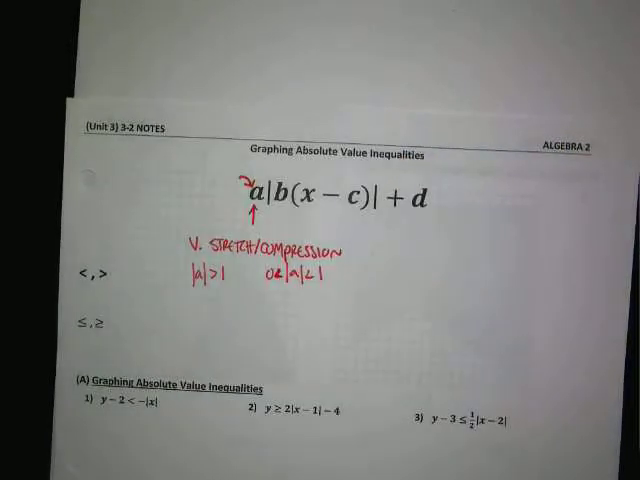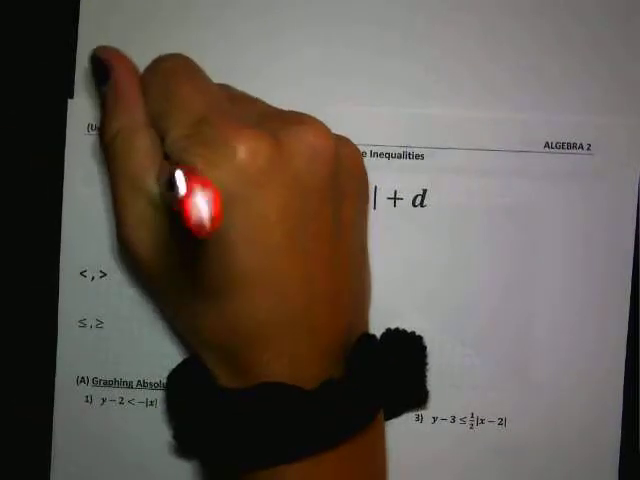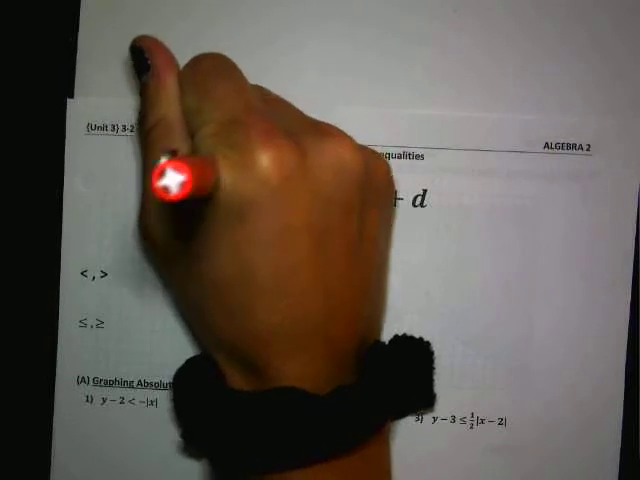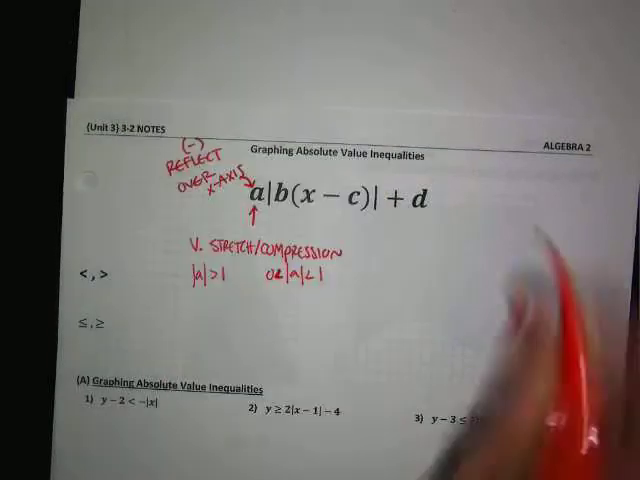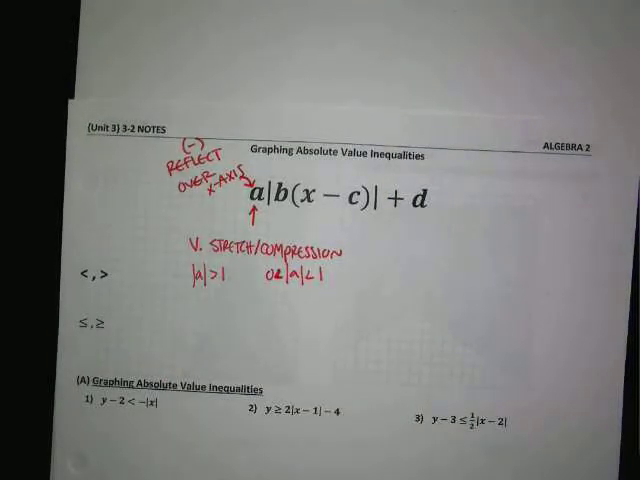All right, if your A value is negative, what kind of transformation do you have? Reflection. Yeah, reflect over what axis? Very good. Reflect over the x-axis if it's negative.